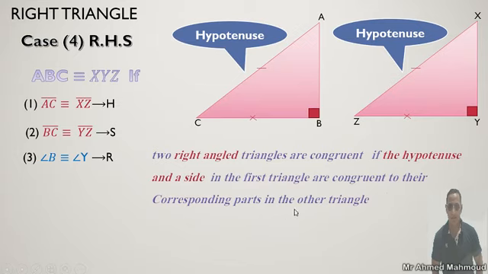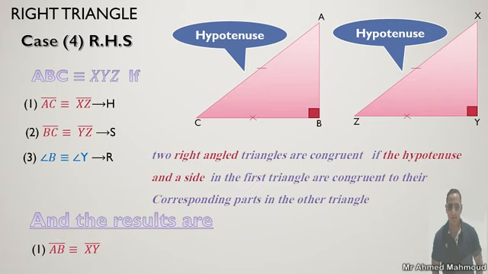And the result in that case will be like this. AB will equal XY because they are congruent triangles. Angle A congruent to angle X because they are congruent triangles. Angle C congruent to angle Z because they are congruent triangles. Remember with me, we have four cases. The four cases are first SAS, second A.S.A., third SSS, fourth R.H.S. Let's solve some problems about it.